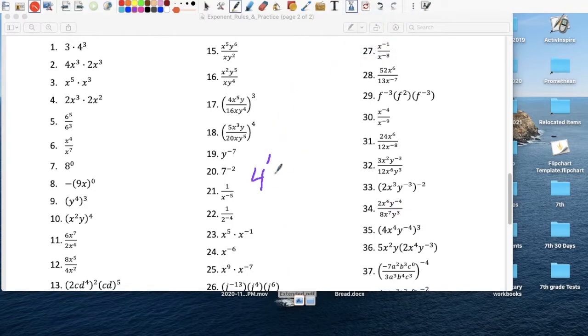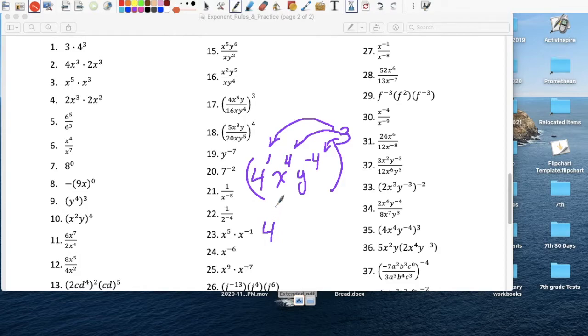All right, 4 to the first power, x to the fourth power, y to the negative fourth power, and all that raised to the third power. So, again, that 3 multiplies with each of these exponents. I get 4 to the third power, x to the 12th power, and y to the negative 12. So, 4 to the third power becomes 64, x to the 12, and then y to the negative 12th power, I'm going to throw it down here. It becomes a positive exponent.